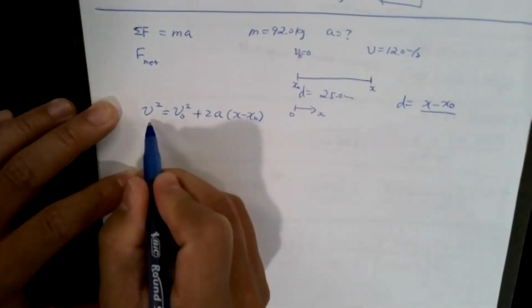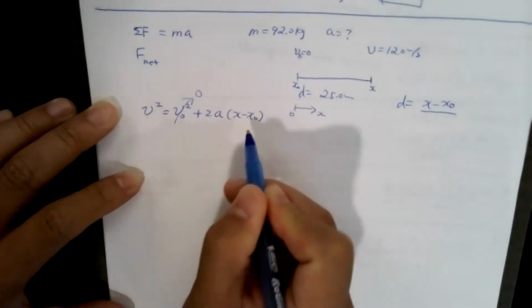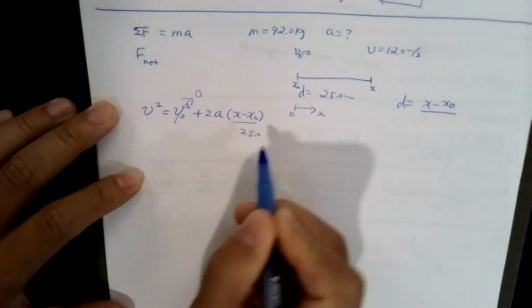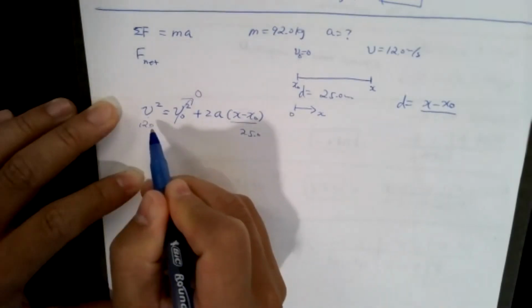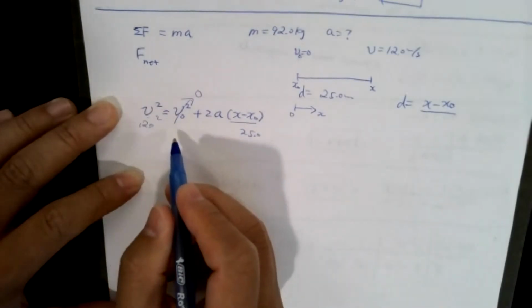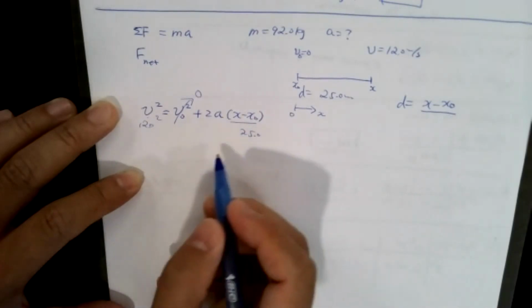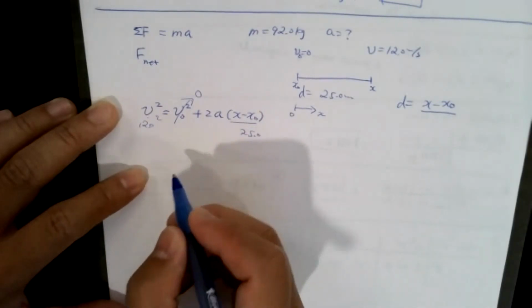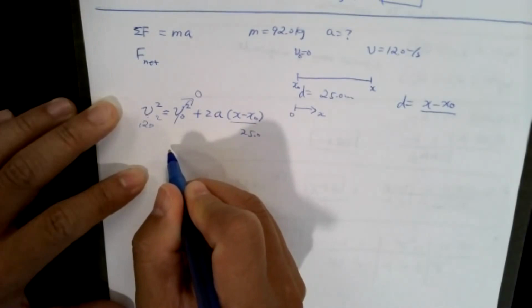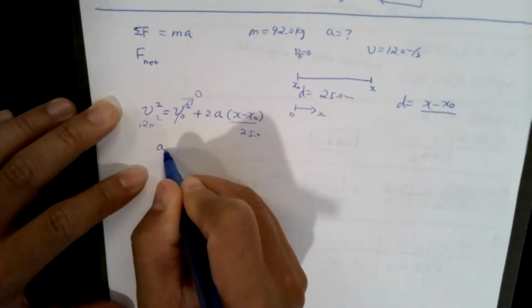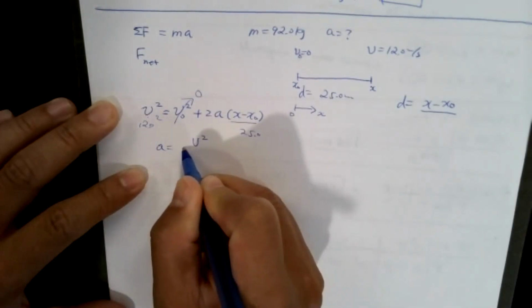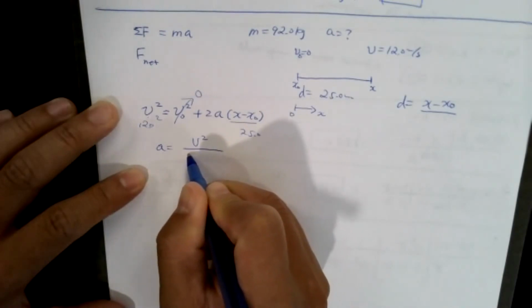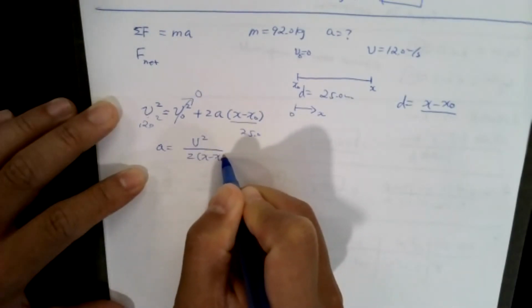So you have this guy, this is initial 0, this is 25, okay? And then this is 12. So 12 squared equals 2 times 8 times that. So you can figure out your acceleration. So your acceleration here then will be equal to V squared divided by 2 times x minus x naught, okay?